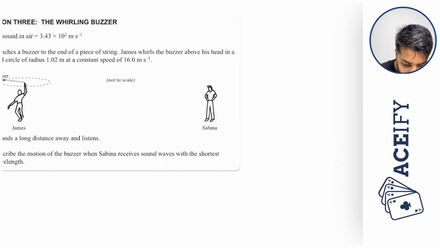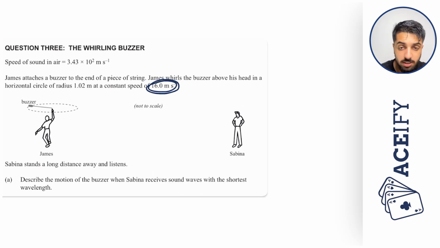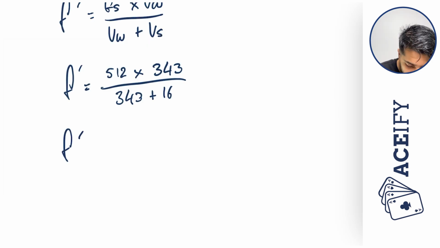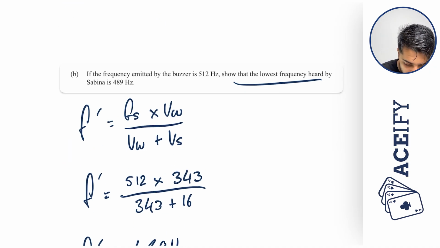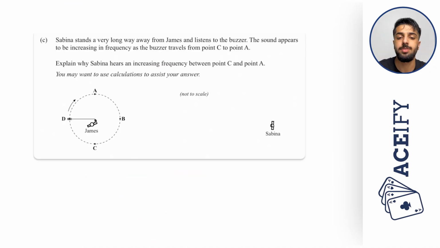The reason why it's 16 is because we're given 16 meters per second right here. And this gives us a frequency of 489 Hz. And as you can see, that is the frequency that we're trying to find.